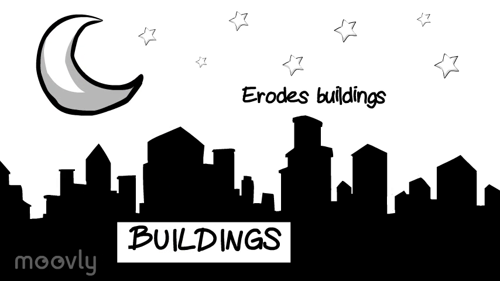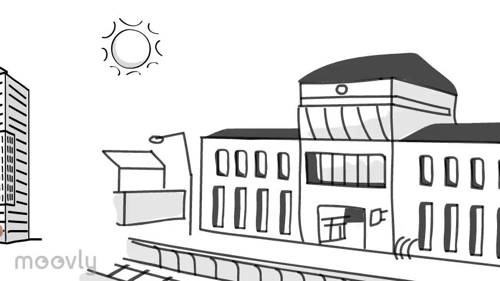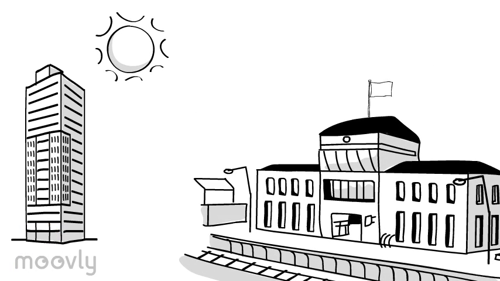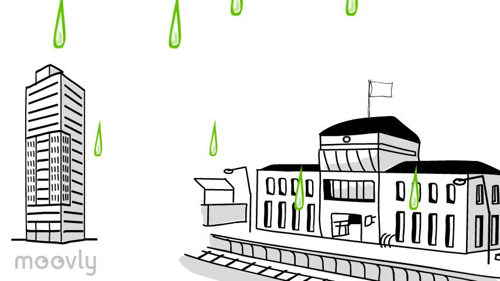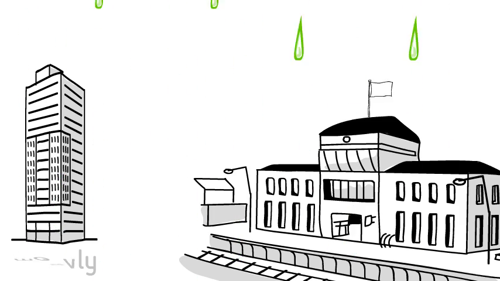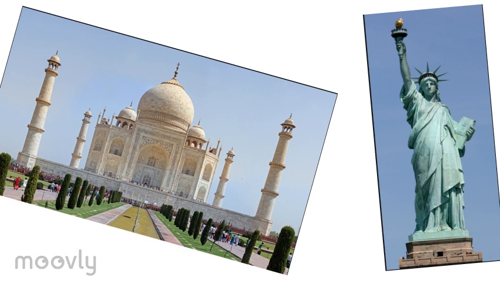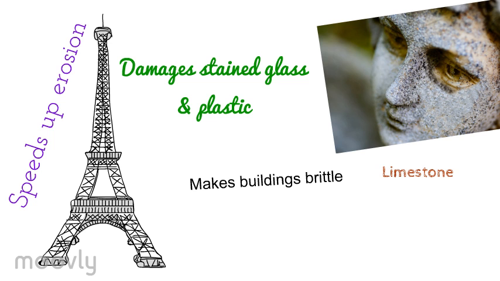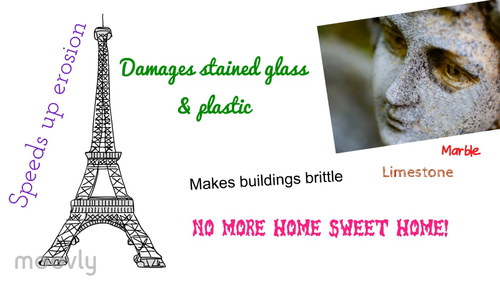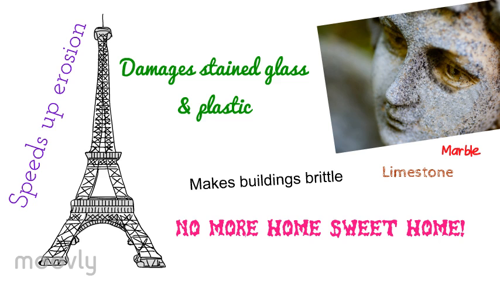Acid rain erodes buildings. Buildings are naturally eroded by rain, wind, frost, and the sun. But when acidic gases are present, it speeds up the erosion. It also damages stained glass and plastic. Taj Mahal and Statue of Liberty are some of the historical monuments that are affected by acid rain. Some types of buildings are softer than others, and it is the softer ones which are most affected by acid rain. Marble and limestone are examples of stones which are damaged easily by acid rain.